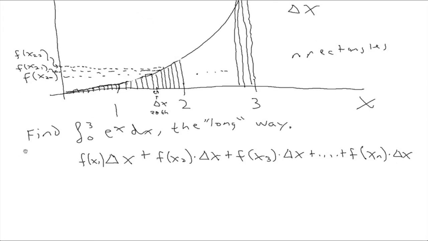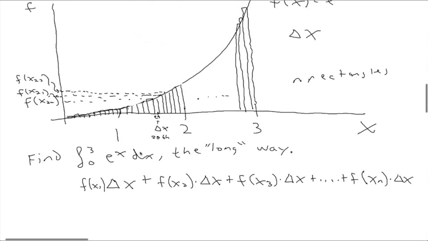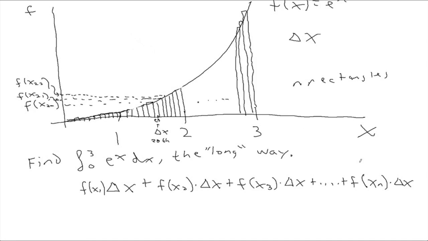Well, the exact answer would be n is infinity, except we have to be a little careful. Infinity is not an ordinary number. You can't just plug in n equals infinity. That doesn't really mean anything. You can't actually have an infinite number of rectangles. The trick is to take the limit as n approaches infinity. So this integral is exactly equal to this limit as n approaches infinity.